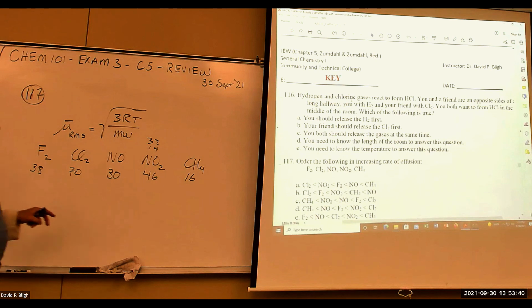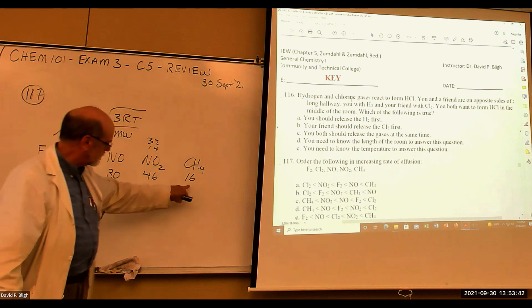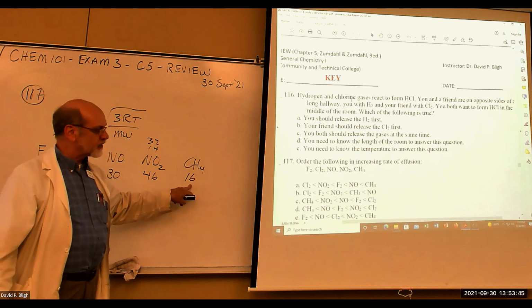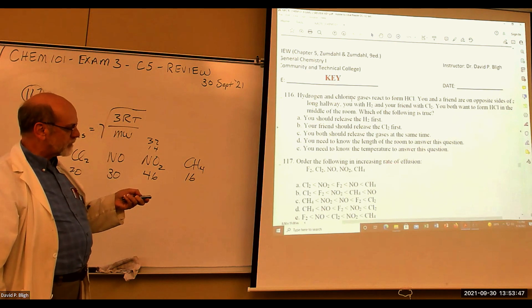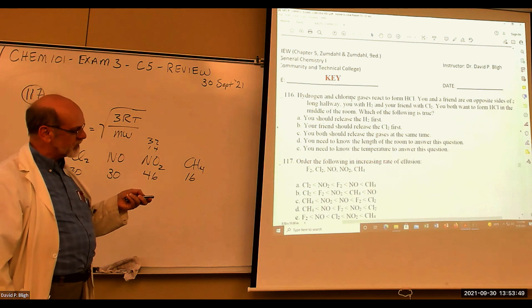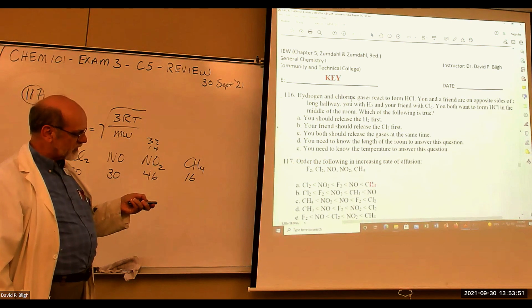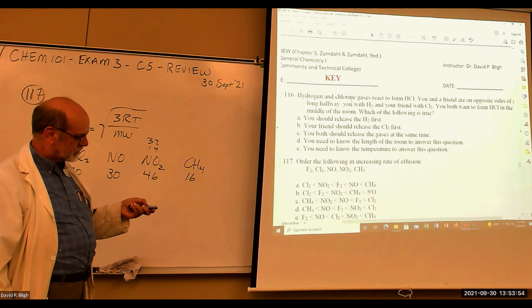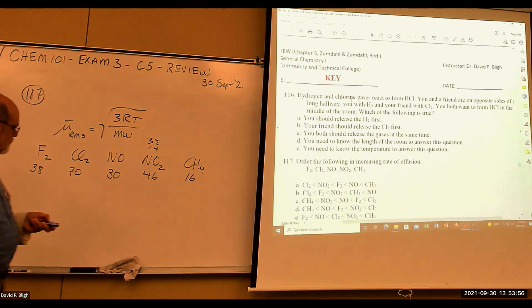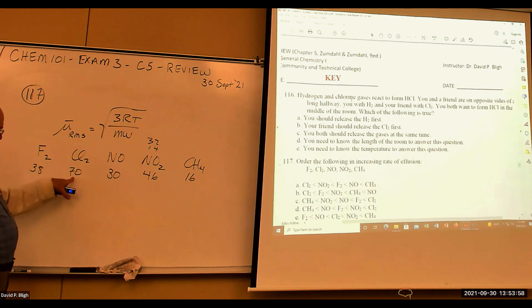So the fastest one, the rate of diffusion, the fastest one is methane. So increasing order means it'll be on the far right. So it could be this one or it could be that. Let's look at the other end. What's the slowest one? Chlorine, right? Chlorine's the slowest one. So if we got methane choice here, chlorine's here, has to be A. And you can check the others and find that they are in proper order.